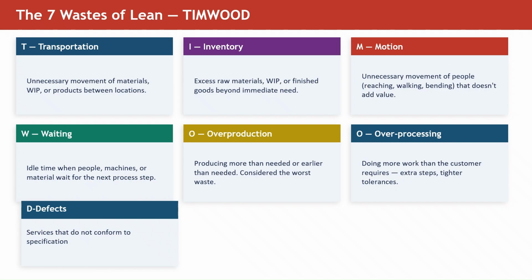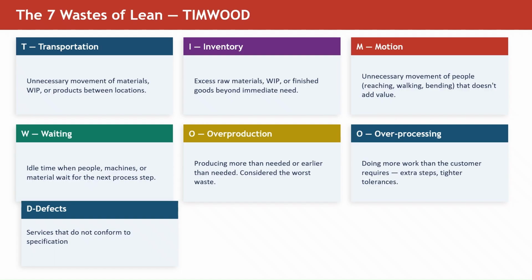What does TIMWOOD stand for? T stands for transportation, any unnecessary movement of materials, work in process inventory, or products. I stands for inventory, wherein we have excess raw materials, work in process, or finished goods beyond immediate need. So that is your inventory waste. Next we have motion, the unnecessary movement of people: reaching, walking, searching. W stands for waiting, idle time when people or machines are waiting for the next step or next product to come.